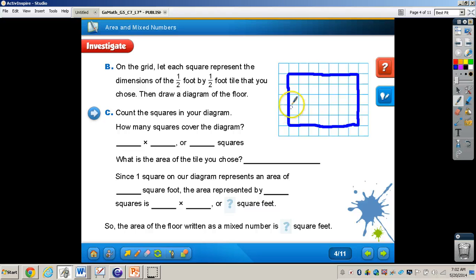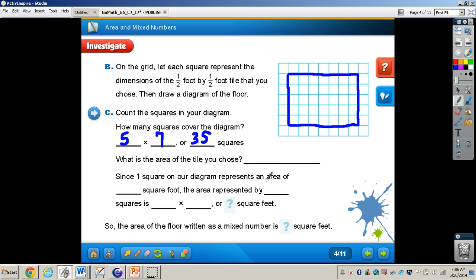All right, now we can see that we have 1, 2, 3, 4, 5 squares going down. 5 total squares going down, and then 1, 2, 3, 4, 5, 6, 7 going across, or a total, if we were to multiply 5 times 7, that would give us the area where we could count up 35 total squares.